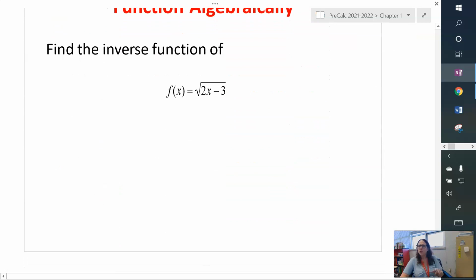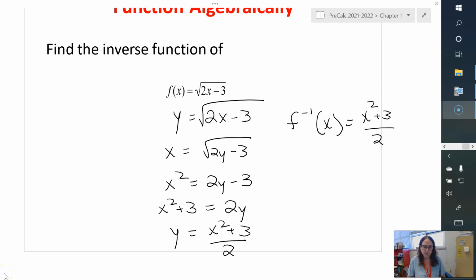Last one. Try to do this one on your own. So pause the video, find the inverse of f of x, and then compare your answer with mine. Okay, here you go. This is the work that I did. Rewrote it as y, and then swapped x and y. I solved for y, and I got the inverse of x is x squared plus 3 all over 2.